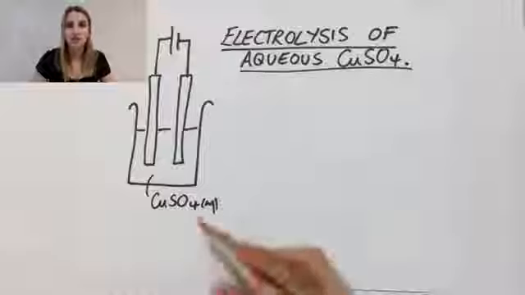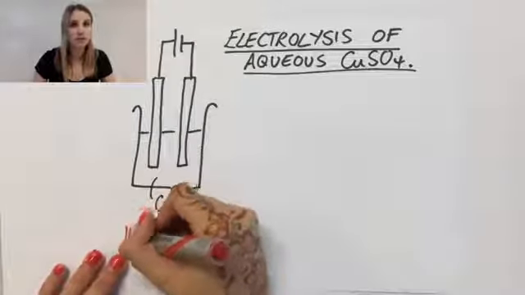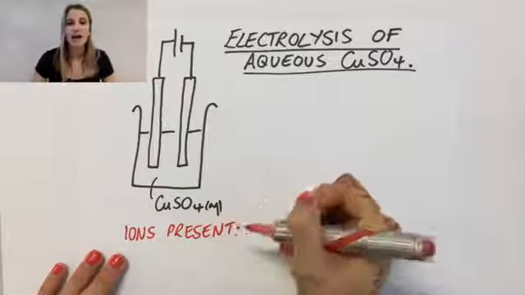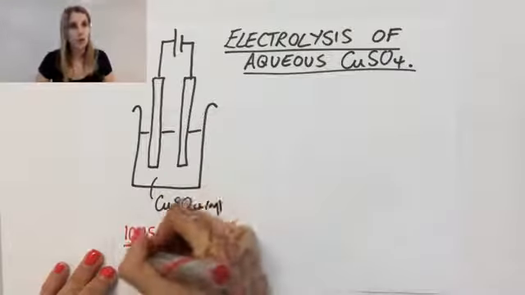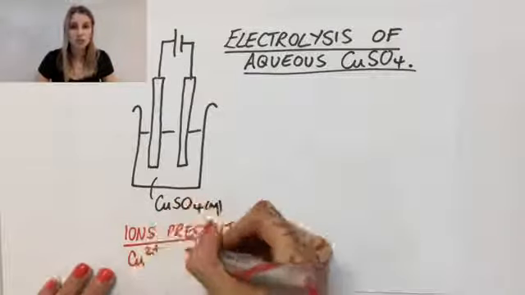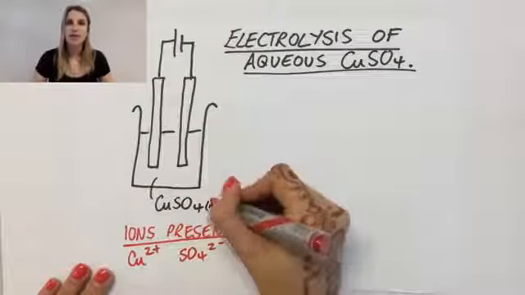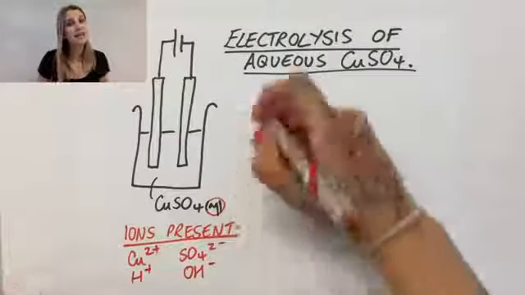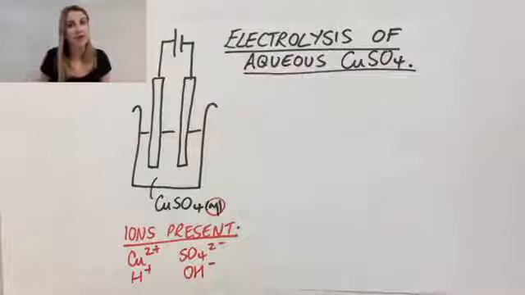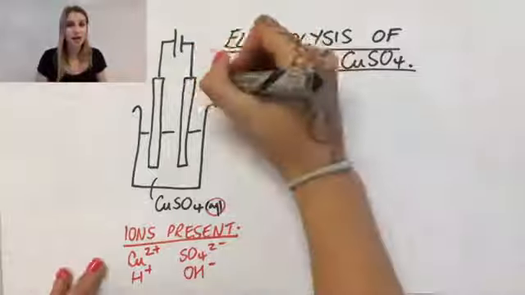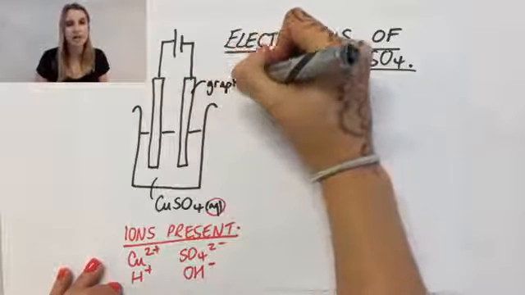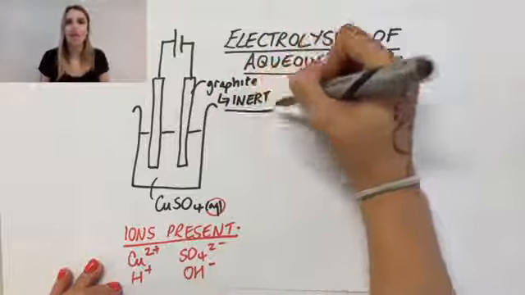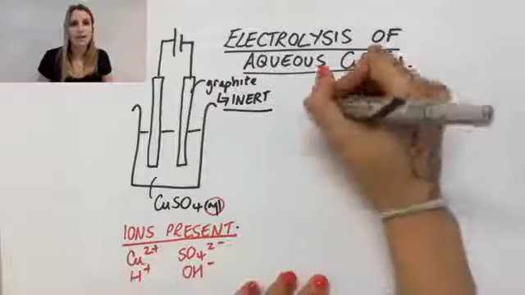Copper sulphate. So here's my setup of my electrolysis with copper sulphate as my electrolyte, and the ions that are present in this are your Cu2+ and your sulphate ions, as well as the H+ and the OH- that come from the water. So in this particular case, I'm using graphite electrodes, which means that they're completely inert and they're not going to take part in the electrolysis. They're completely unreactive. Let's have a look at what happens at the cathode.